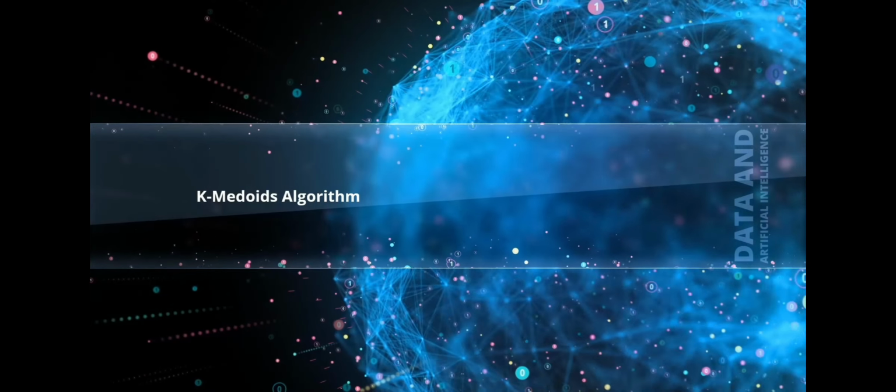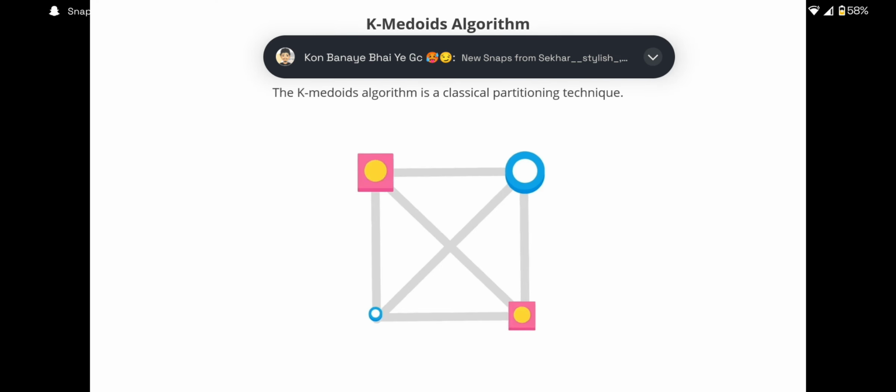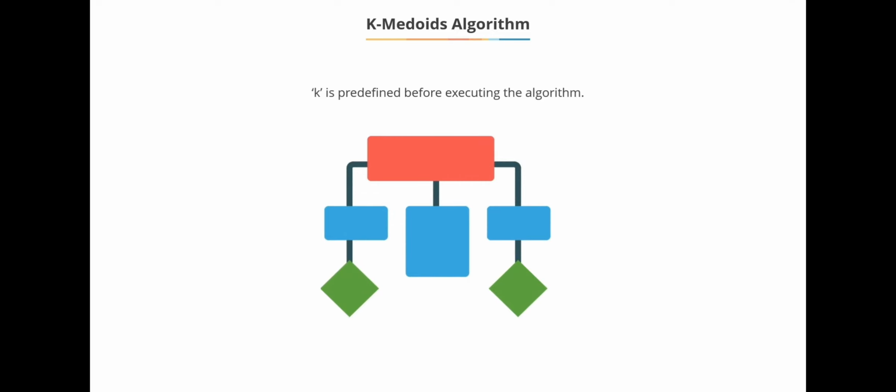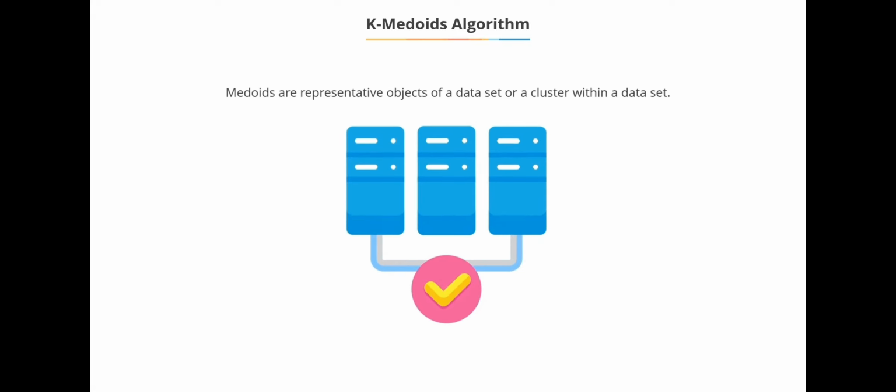K-medoids algorithm. The K-medoids algorithm is a classical partitioning technique where we group a dataset into K number of clusters. Here, K is predefined before executing the algorithm. The value of K can be validated by silhouette methods. Medoids are representative objects of a dataset or a cluster within a dataset whose sum of dissimilarities to all the objects in the cluster is minimal.